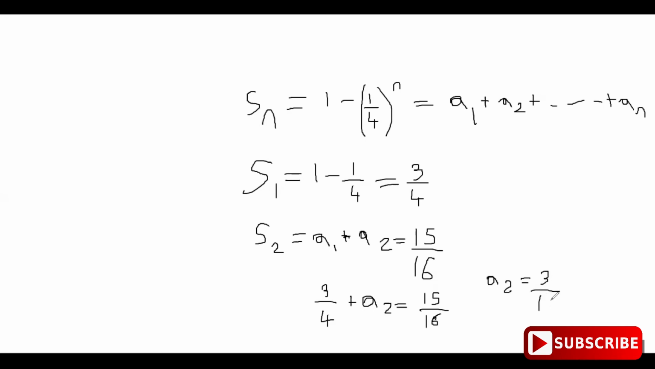3 over 16, right? Yes, sir. We sure? This can be written as 12 over 16. So 3 over 16, that's it. Is 3 over 16. Just making sure, because sometimes we can make simple addition errors.